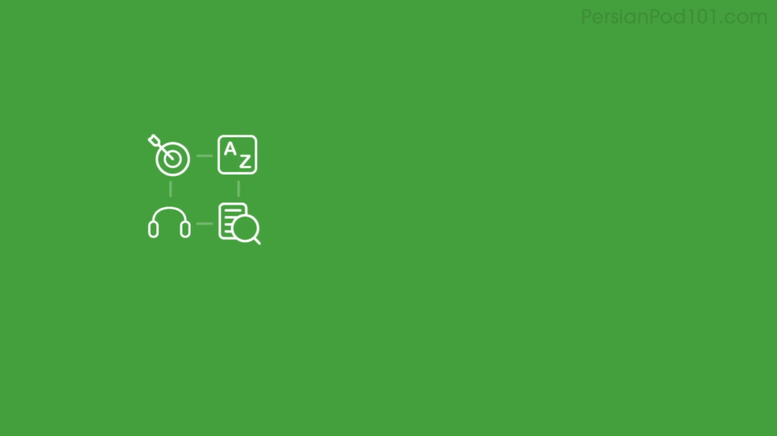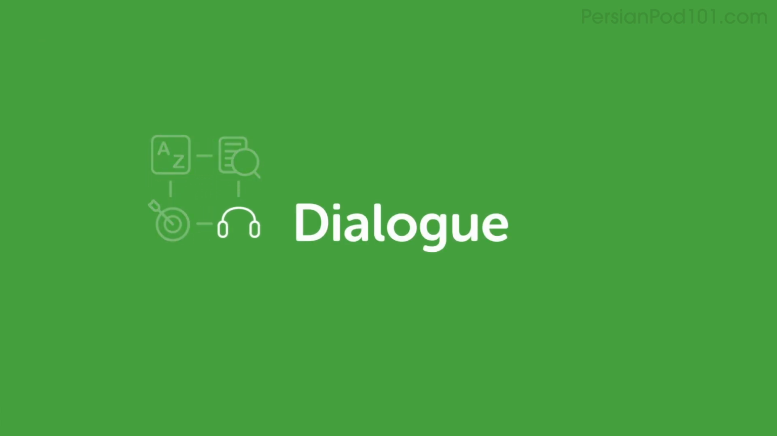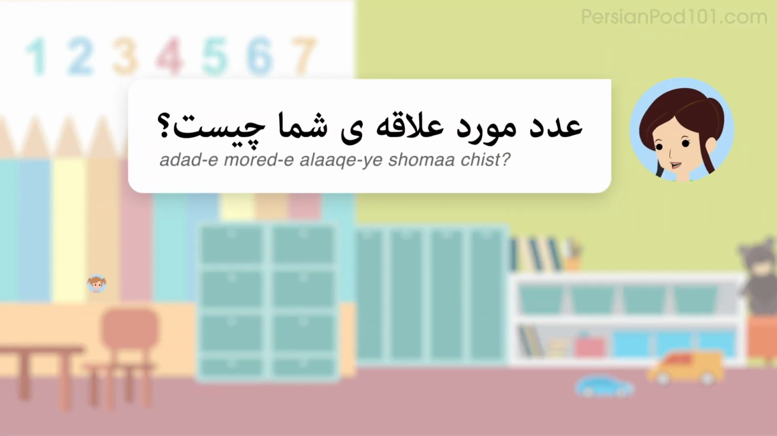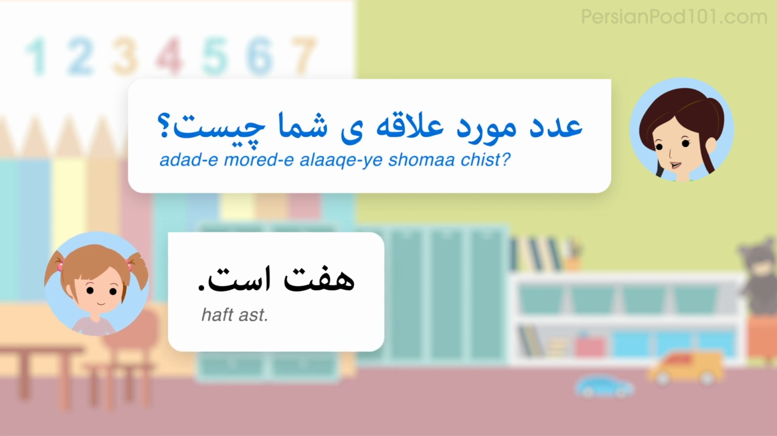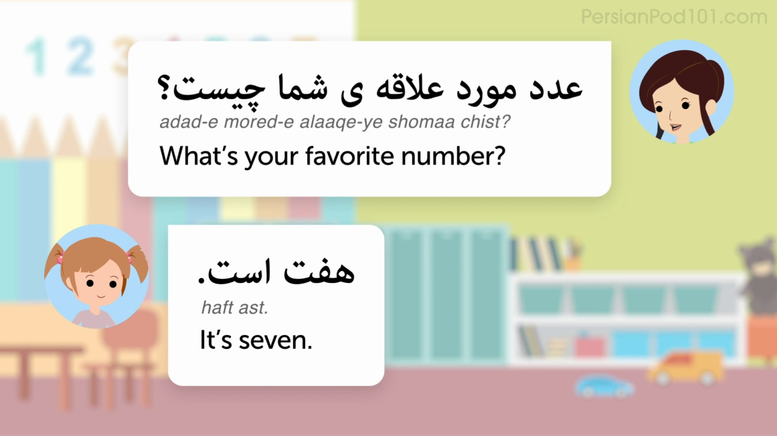Now, let's take a look at some conversational phrases. Listen to the dialogue. عدد مورد علاقه شما چیست؟ 7 است. Once more with the English translation. عدد مورد علاقه شما چیست؟ What's your favorite number? 7 است. It's 7.